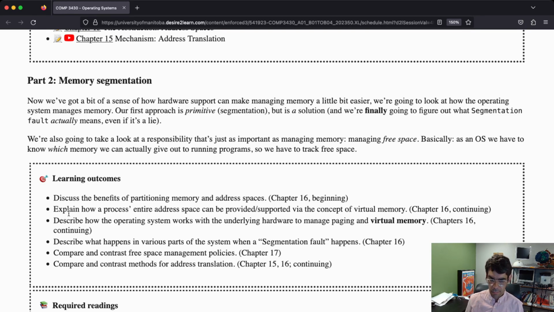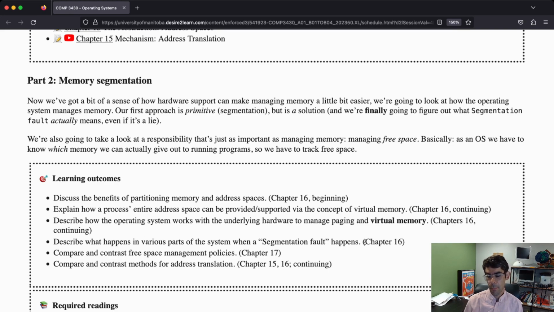Similar to explain how, describe how the operating system works with underlying hardware. This is continuing because we're moving from base and bounds to segmentation. Describe what happens in various parts of the system when a segmentation fault happens. This is in chapter 16, but this is also something we went over pretty extensively in class.